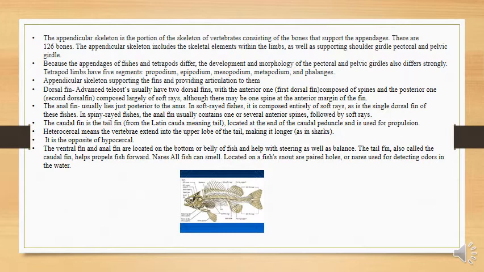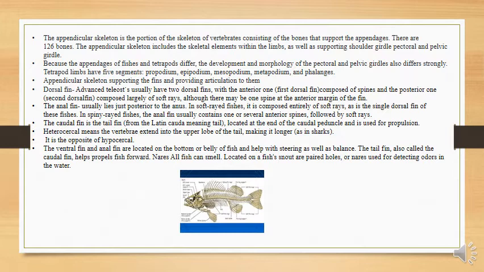Tetrapod limbs have 5 segments: propodium, epipodium, mesopodium, metapodium, and phalanges. Appendicular skeleton supporting the fins and providing articulation to them. Dorsal fin. Advanced teleosts usually have two dorsal fins, with the anterior one, first dorsal fin, composed of spines, and the posterior one, second dorsal fin, composed largely of soft rays. Although there may be one spine at the anterior margin of the fin.